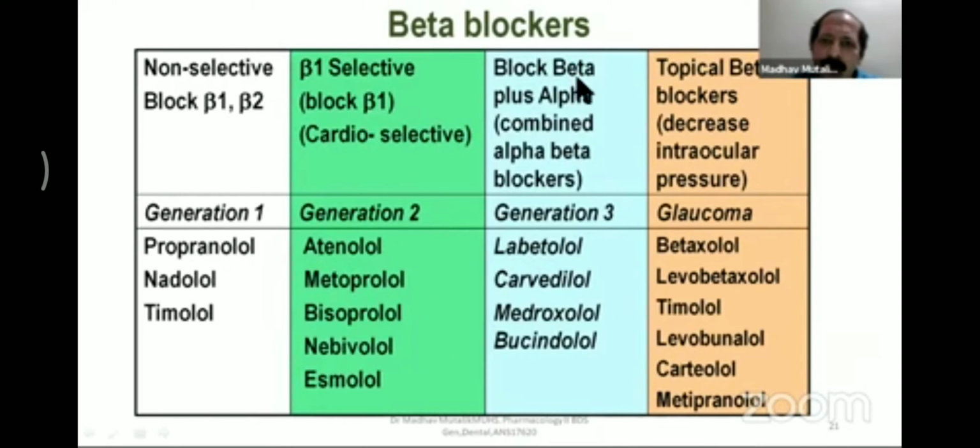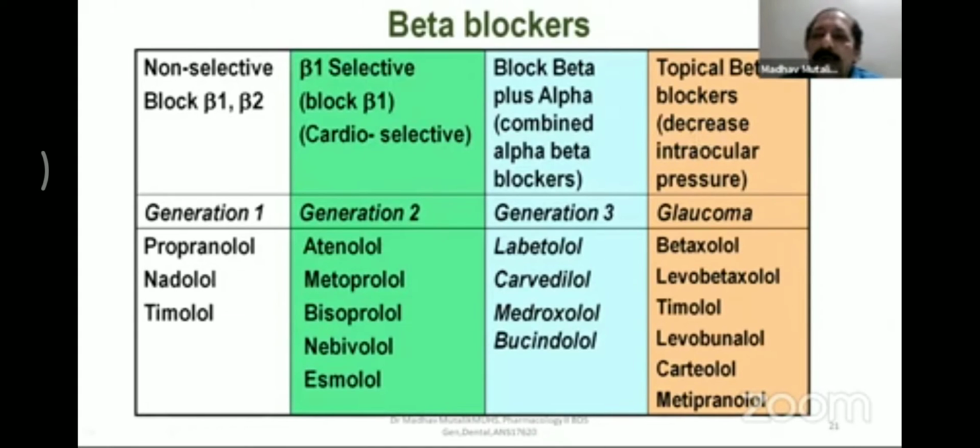There are drugs which block beta receptors as well as alpha receptors. So they are called combined alpha beta blockers. And most important drug from this group is labetalol, which can be used in pregnancy, and carvedilol, which is extremely useful for heart failure. And I have added last group of beta blockers here because they are commonly used in this condition.